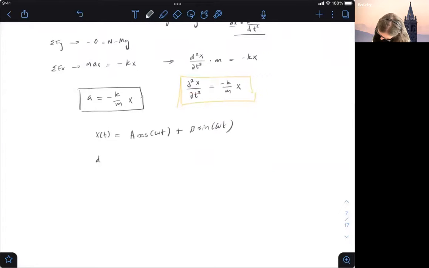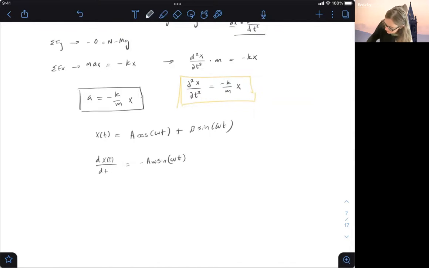So let's do dx of t with respect to time. My first derivative of this is going to turn into negative a w sine of wt, right? Plus, oh sorry, minus.